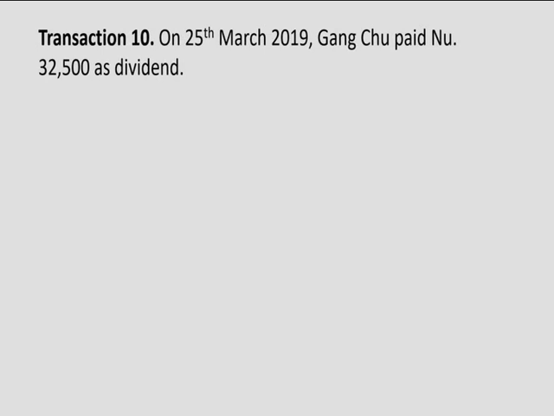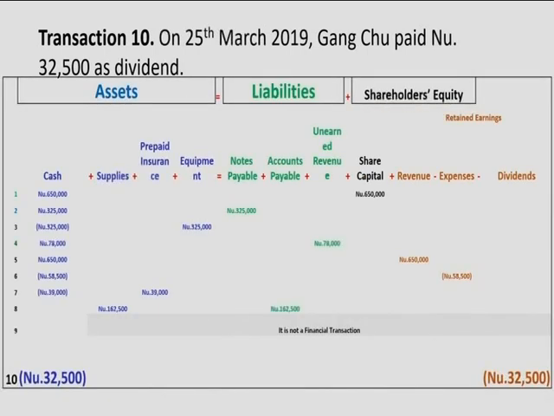10th transaction. On March 25th, 2019, Gangshu paid Newton 32,500 as dividend. Now the month has come to an end and they are giving dividends to their shareholders. So dividends of 32,500, they paid in the form of cash. So assets decrease by 32,500. Your cash column should show negative 32,500, and you are giving dividends to the shareholders, so shareholders' dividends should be increased by 32,500.